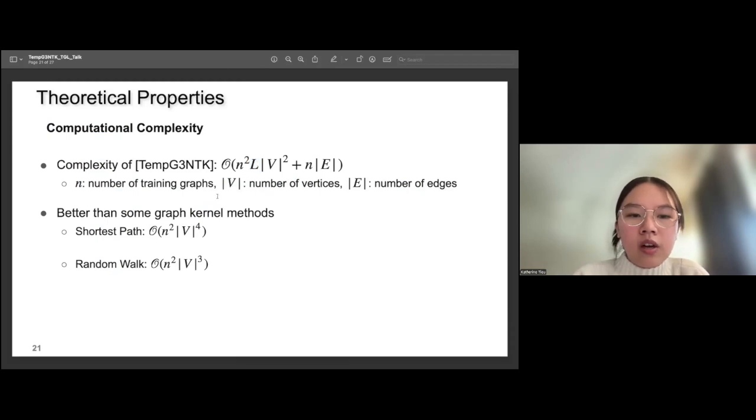So overall, the bottleneck of our method is the quadratic relationship to the number of vertices. But some well-known graph kernel methods, such as shortest path and random walk, have even more complex computational complexity, which you can see is bottlenecked by a higher complexity that depends on the number of vertices.